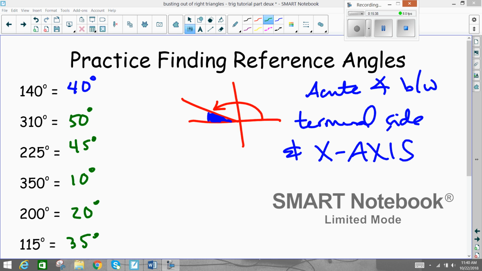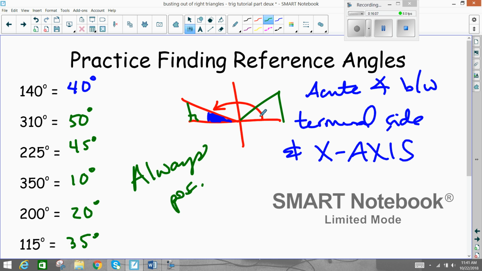All right, kids, so I hope you got these all right. Notice, direction doesn't matter when we're talking about reference angles. Always positive. Reference angles are always positive. Direction doesn't matter because we're just figuring out if they fell in another quadrant, what would they be if we put them back in the first quadrant? If we put that right triangle back into the first quadrant, what would that angle be? Okay? So keep that in mind.